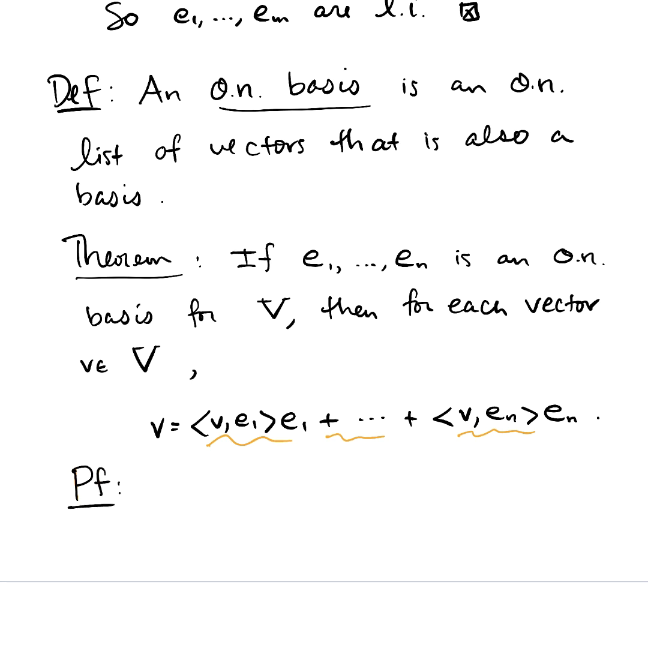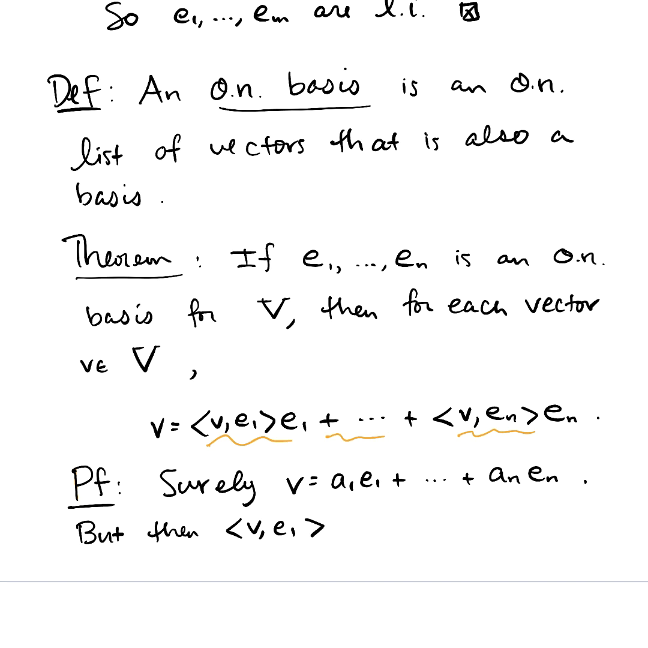All right, here's the proof. Well, surely V is some kind of combination of E1 through En. We know that. They're a basis after all. We're just wondering, yeah, but who's playing the role of A1? Who's playing the role of A2, etc.? Check this out. But then V, inner product with E1. Okay, so V is all this. That's what's here in that first slot.